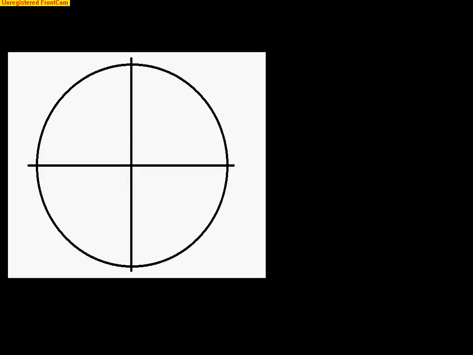Now there are three special angles that we're going to talk about today, and the first one is 45 degrees. Remember, 45 degrees could also be referenced as pi over 4 radians, so I could use either one interchangeably, just so you know. Let's talk about 45 degrees. 45 degrees is right here, and it lands at some points.